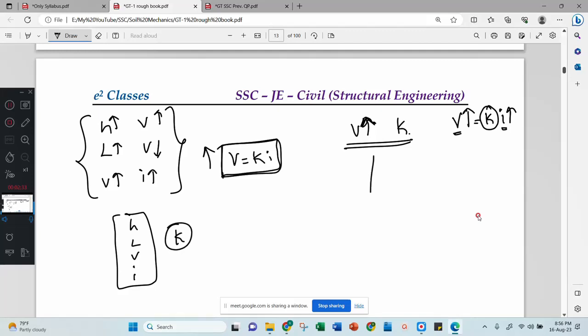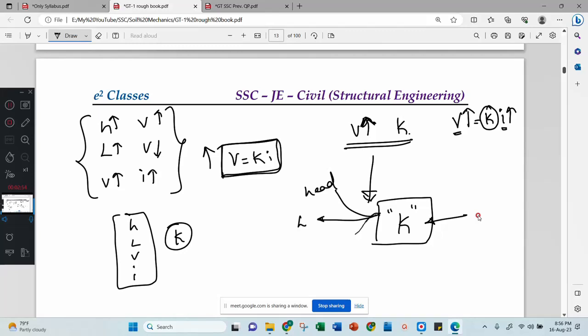Now tell me how to increase the K then. How to make the soil more permeable? Then permeability depends on what? Now I told you that the coefficient of permeability does not depend on head. It does not depend on the length of the sample. It will not depend on i. It will not depend on velocity. But then coefficient of permeability depends on what? How to increase the permeability? Any idea?